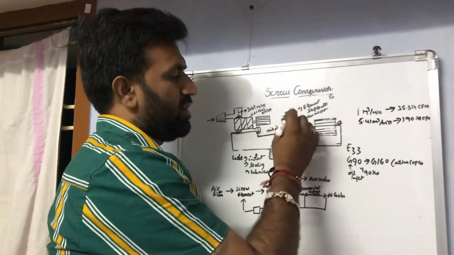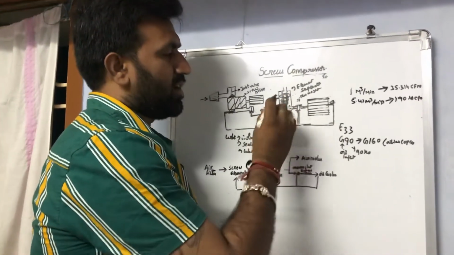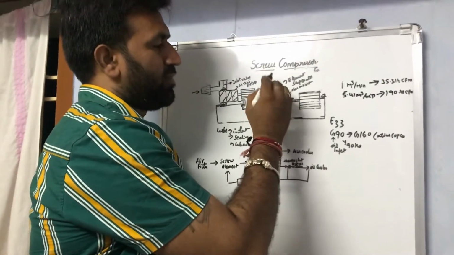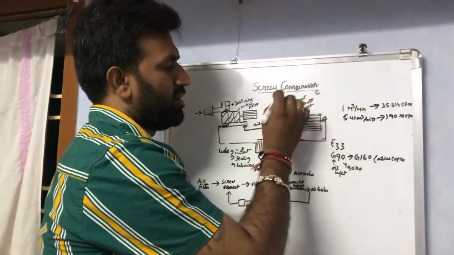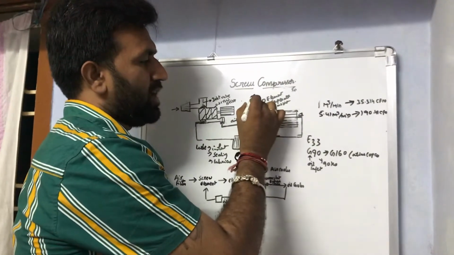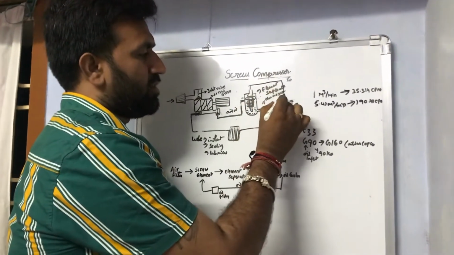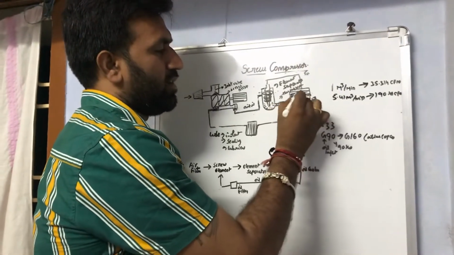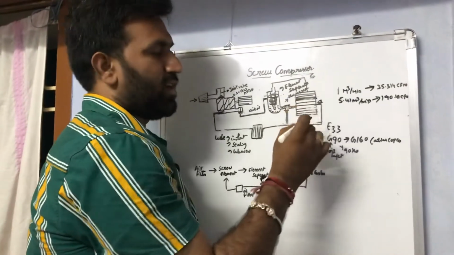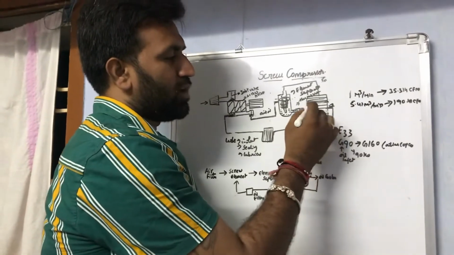When the oil recirculates like this, the high pressure and high temperature air passes through here, and there is a cooler over here with fans below it, which means it is an air cooled compressor.